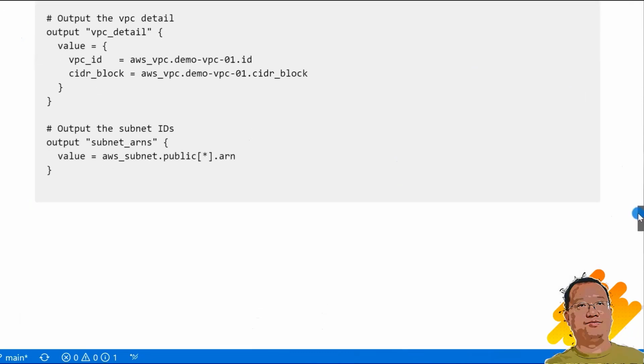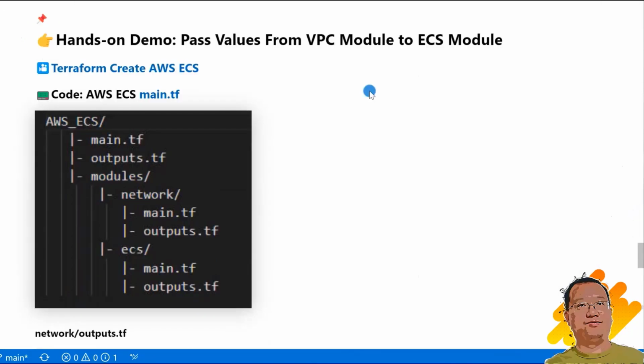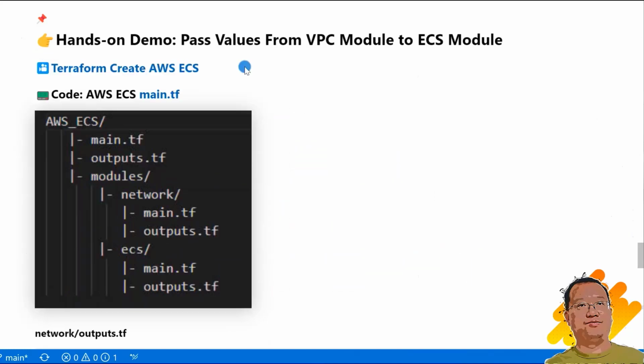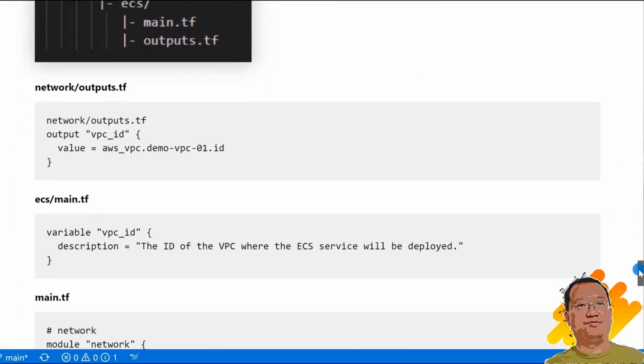Let's see how to pass values from the VPC module to the ECS module. In our AWS ECS project, we'll create an AWS ECS with a VPC. The video Terraform create AWS ECS has all resource details. To demonstrate passing values between modules, I will split the AWS code into two modules, network and ECS. By the way, this is a file structure screenshot.